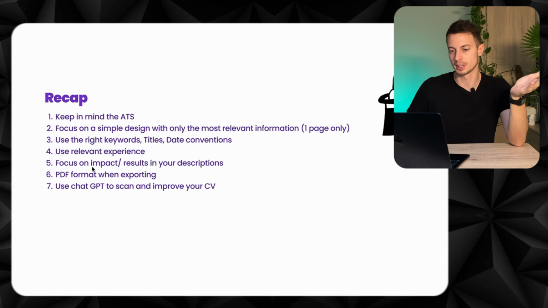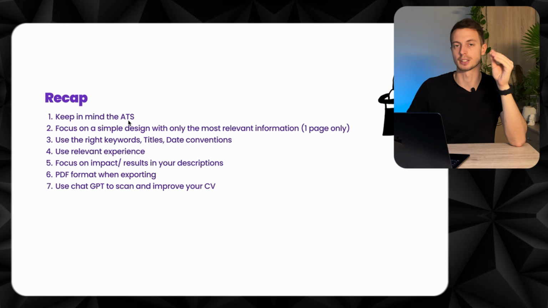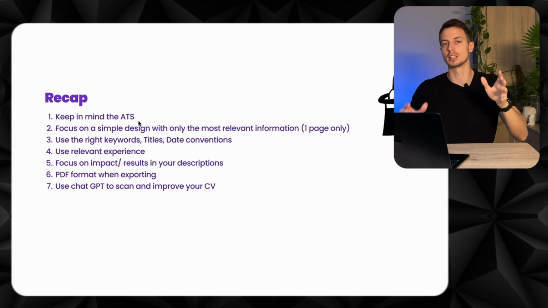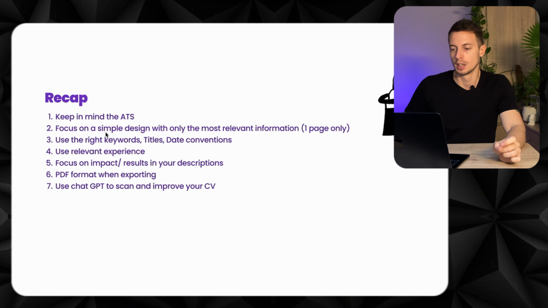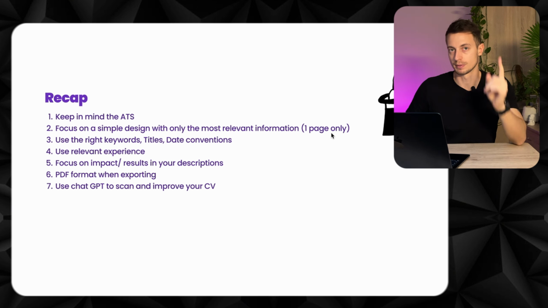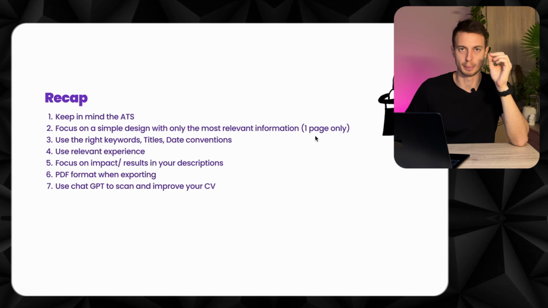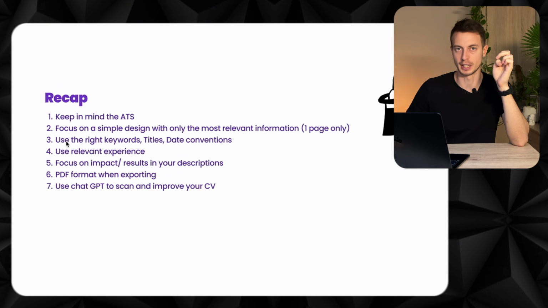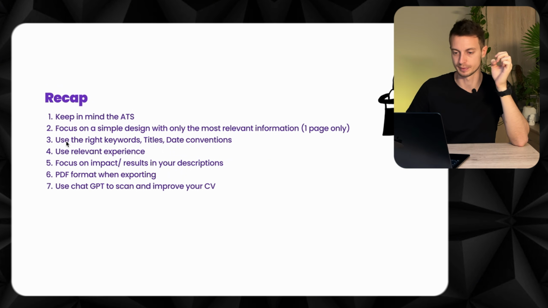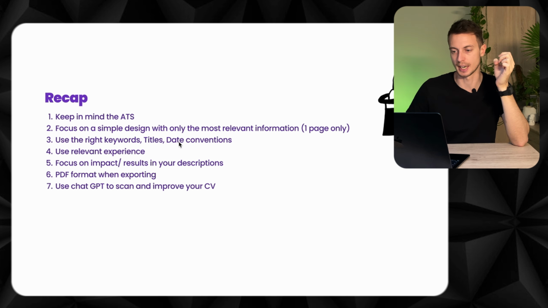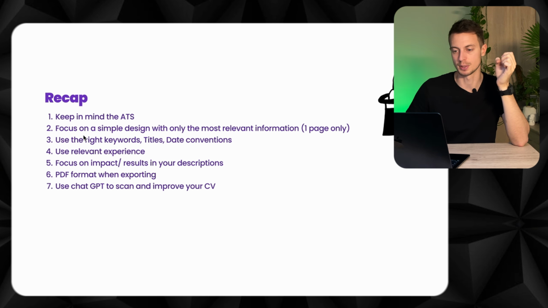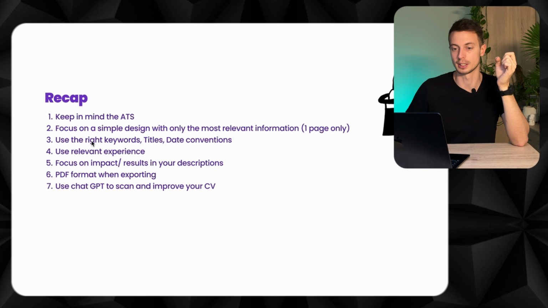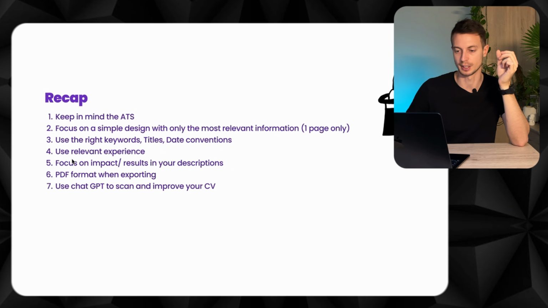So just to recap everything, keep the ATS in mind. I said it many times, the ATS is going to be the first gatekeeper in between you and the recruiter. Focus on a simple design with only the most relevant information, one page only. Really important, don't use any two-page CVs, it's not making any sense, only one page. If you have too much information, decrease it, one page only. Use the right keywords, titles and dating conventions. This is what ATS is going to use to evaluate if you are someone who is worthy of getting hired.